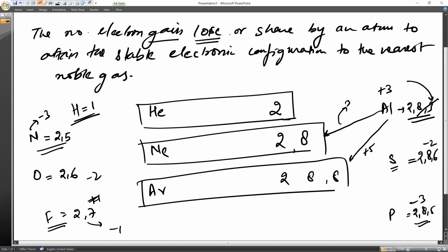Now, did you understand, Rima and Alvina, what is valency? Yes, sir. Okay. So we have some questions here from NCERT.